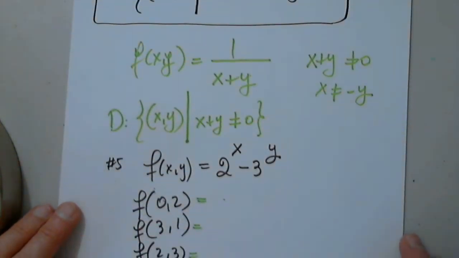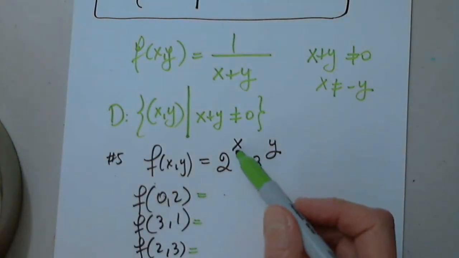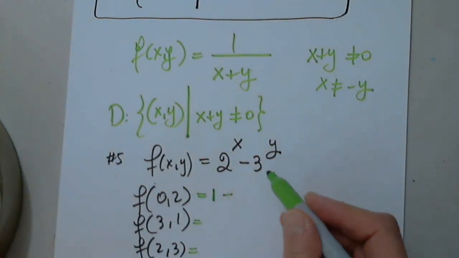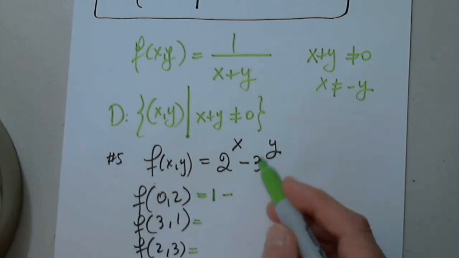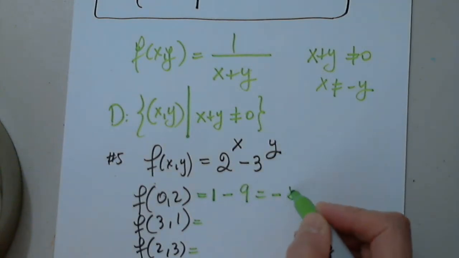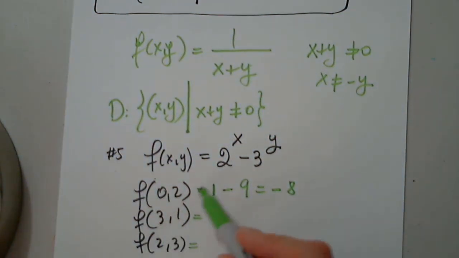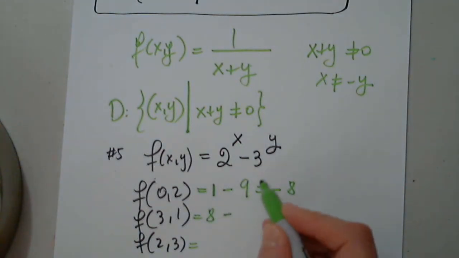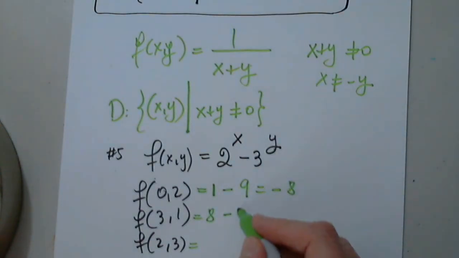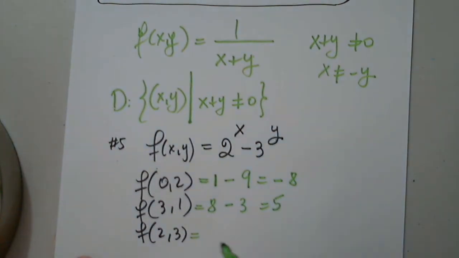Wouldn't you just plug in the points? Absolutely. 0 here is 1, minus 2 here, 3 squared is 9, negative 8. 3 here is 8, minus 3 to the first power is 5. 2 here is 4, minus 3 to the third is 27, negative 23. That's it.